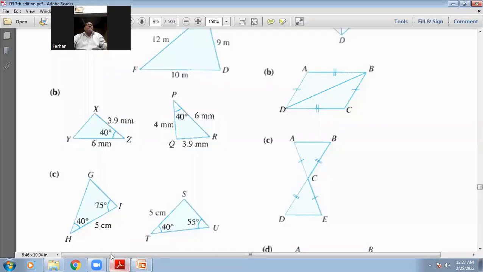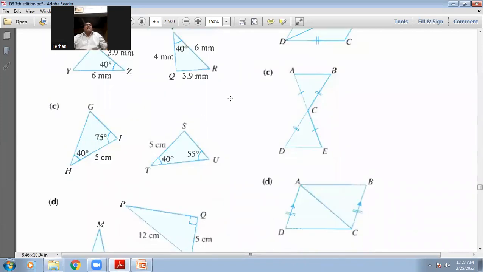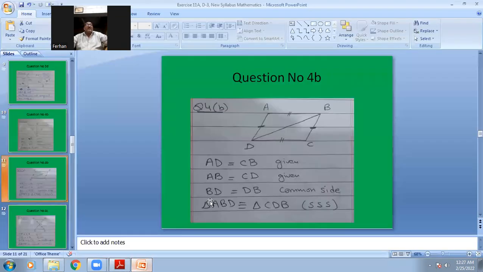Question number 4, it's C part. Okay, so now we move to this question. In this question, these two triangles will be congruent to each other. Reason: side angle side. CA and CE will both be equal. CB and CD will both be equal. It is given. So this angle ACB and the angle ECD are equal to each other. The reason is they are vertically opposite angles. So we can prove that these two triangles are congruent to each other with the help of these.